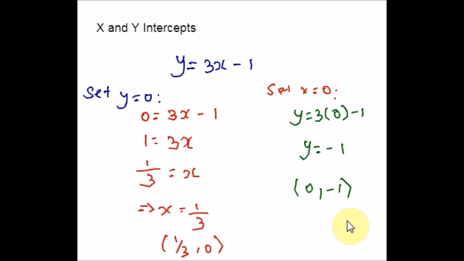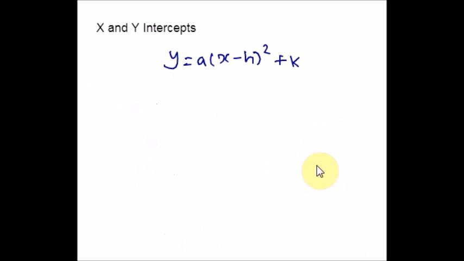Let me show you one example using the graphing parabola form. Before that, let me give you the standard form of the parabola. This form is called vertex form. Now let me show you how to find y and x intercepts using this form of equation. Here is an example.